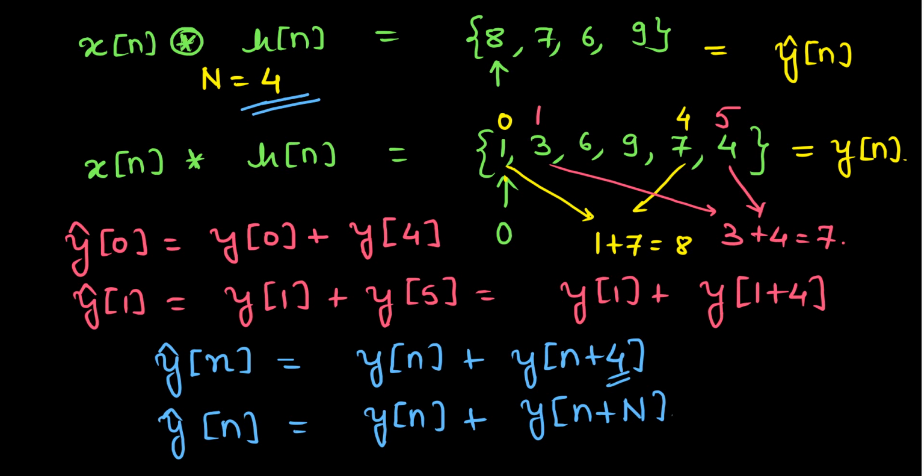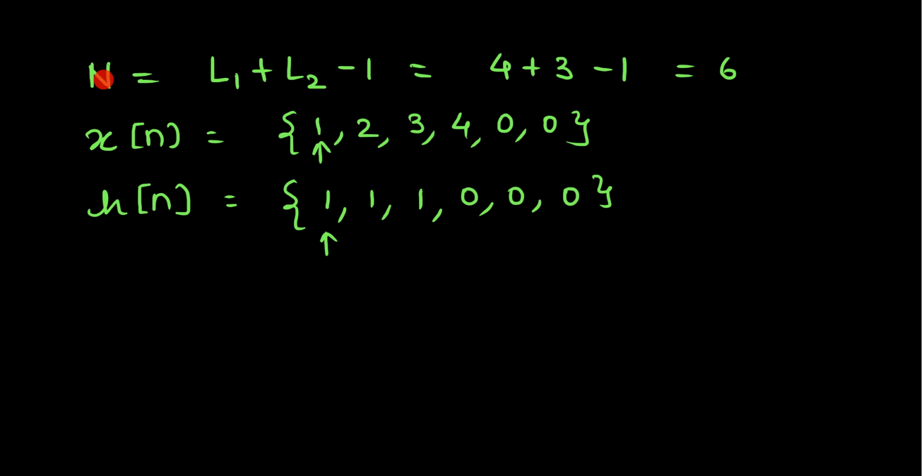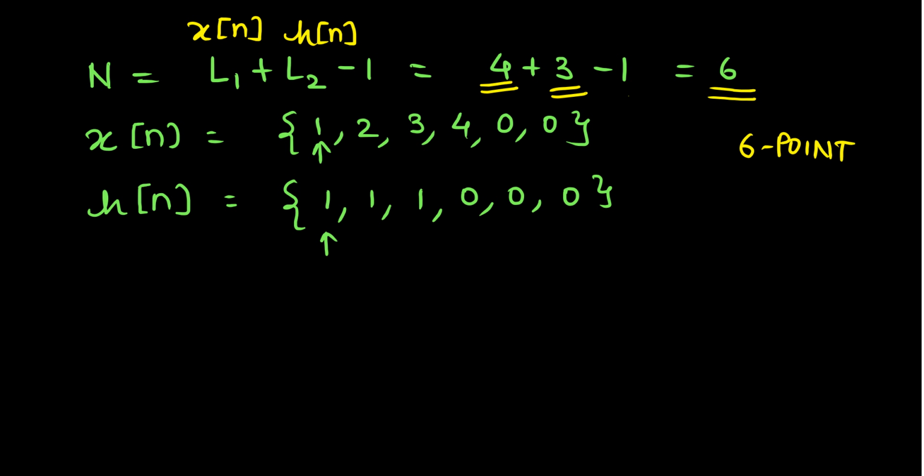So let us try one thing. Let us change the value of this N equal to the length of the convolution operation. So let us consider this N as L1 plus L2 minus 1. This L1 is the length of the input, that is x of n. This L2 is the length of the impulse response, that is h of n. So it is 4 plus 3 minus 1, and we had seen that it is equal to 6. And let us now find the 6-point circular convolution for x of n and h of n.